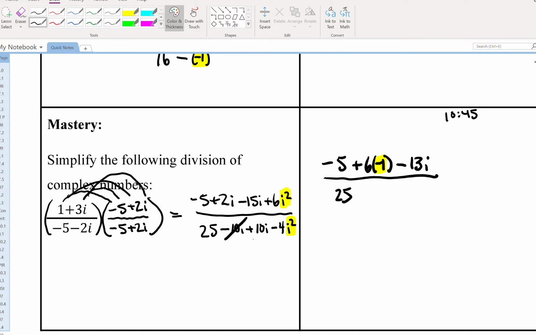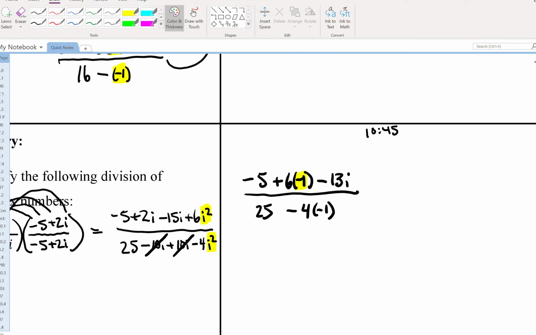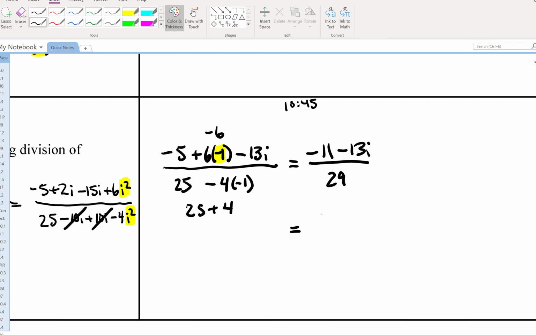These both are going to cancel. And you've got minus 4 times negative 1. We combine these that can be combined. 6 times negative 1, that's negative 6. Negative 5 minus 6 is negative 11. Minus 13i, and this is all over 25 plus 4, because negative 4 times a negative 1 is plus 4. So this is all over 29. Now, to rewrite this, I would say this is negative 11 over 29 minus 13 over 29 i. And that would be our answer.